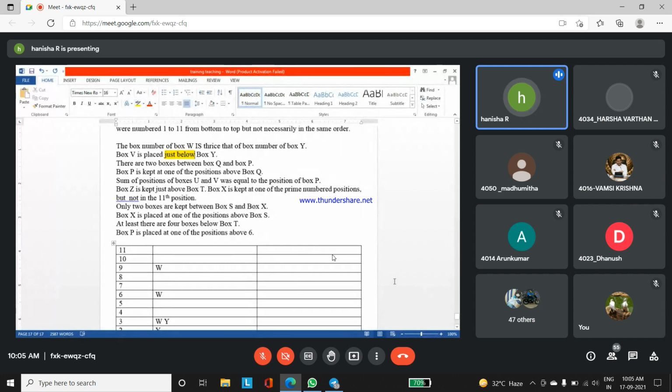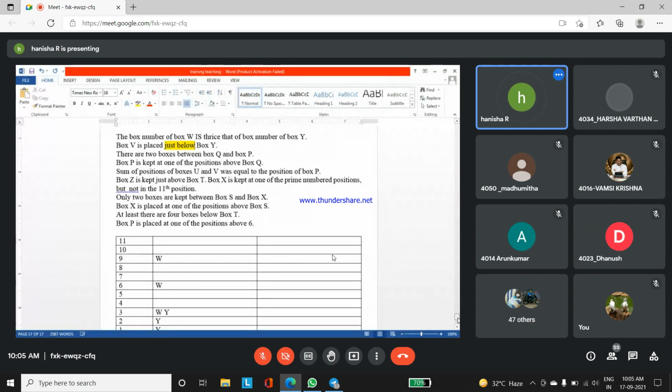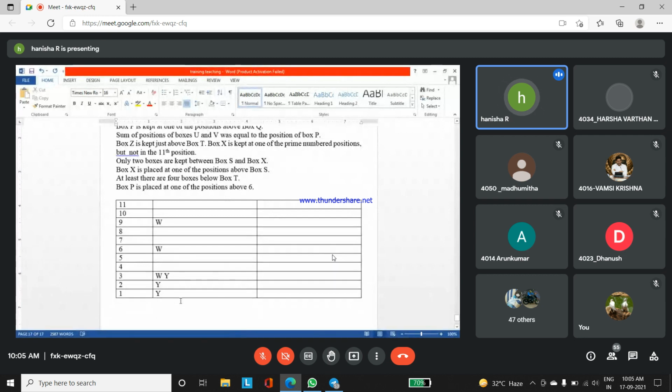So by considering this clue we will get to know that Y will not come in the first position or the first box, because if Y is there, just below Y you should mark V. We don't have space for it. There is no number below Y, so we can't place it there, so obviously V will not come here. So the possibility for Y is a third. So I'm going to take this possibility out.